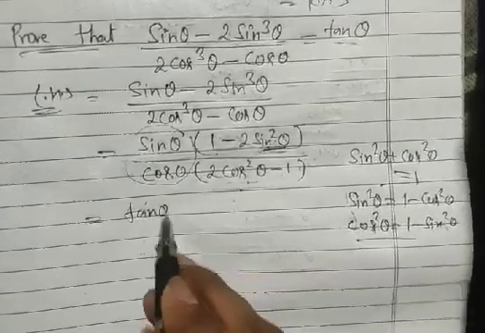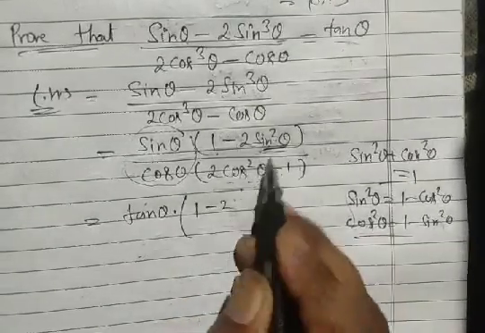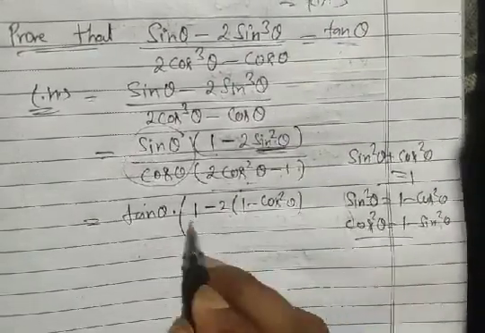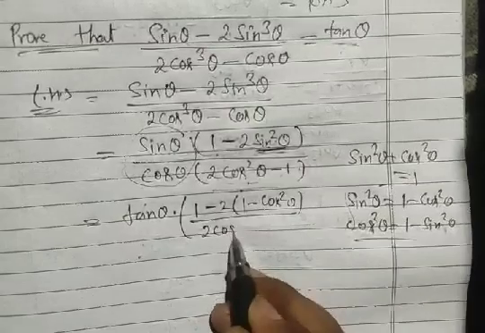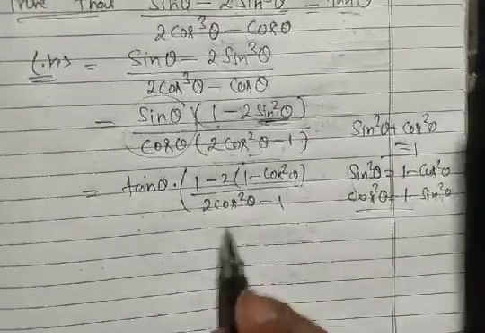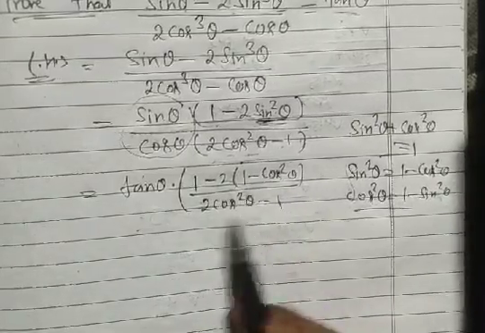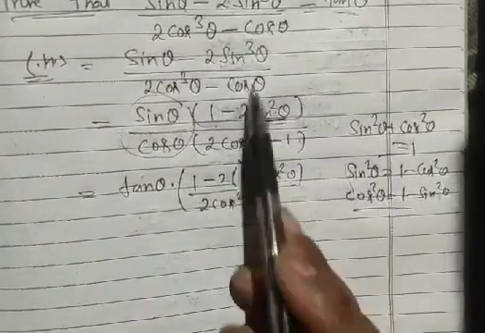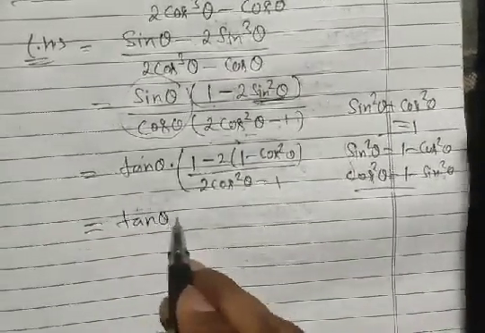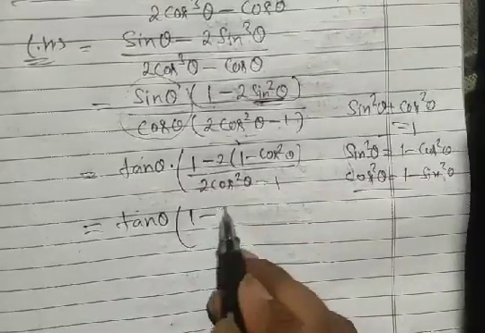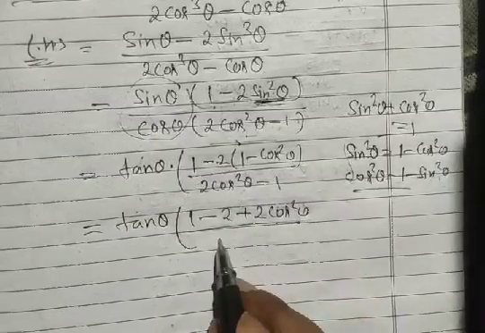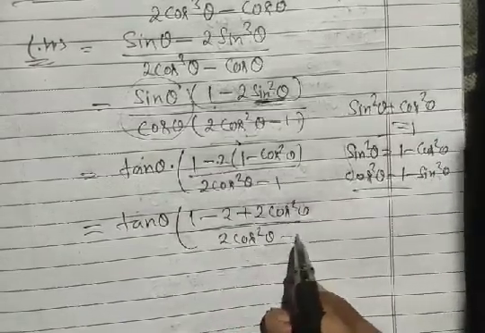Now we have sin upon cos, we have tan theta, and now 1 minus 2 sin square theta, substituting sin square by 1 minus cos square theta. Write down this as it is, 2 cos square theta minus 1. We are not going to change the denominator, because if we change both numerator and denominator, then the values are going to be interchanged with each other. Then we have tan theta. Now what we have? 1 minus 2 plus 2 cos square theta, over 2 cos square theta minus 1.